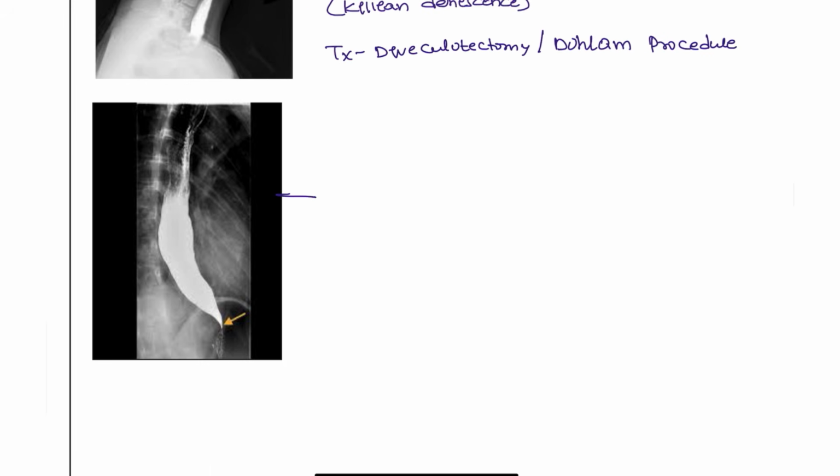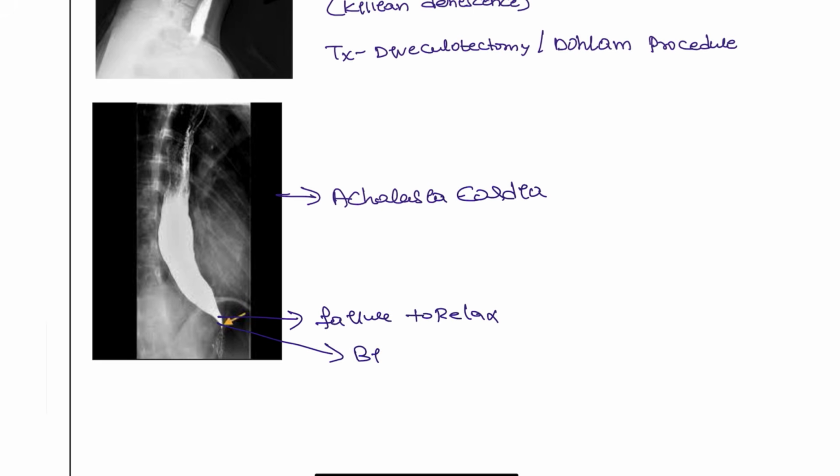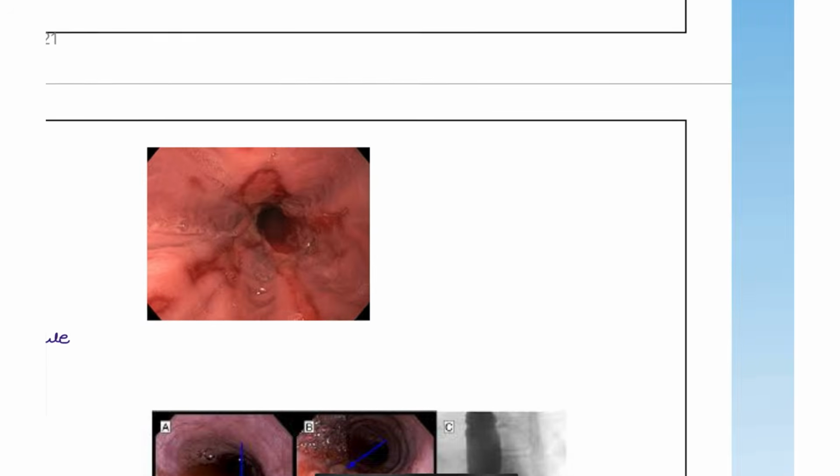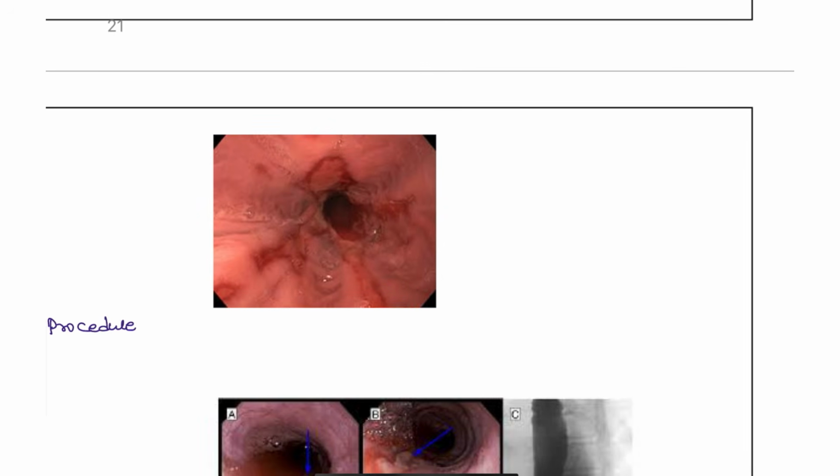Next, another condition that you can see here, this is achalasia cardia. This patient is suffering from achalasia cardia. And what is the cause? This is failure to relax. And what is the appearance that you are seeing here? Bird beak appearance. And what is the treatment for this patient? Heller's myotomy.